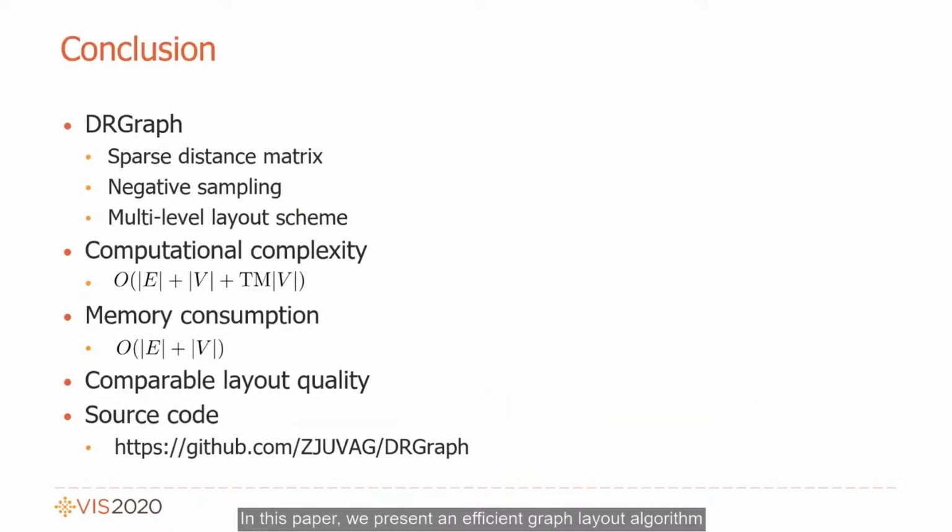In this paper, we present an efficient graph layout algorithm with a sparse distance matrix, negative sampling, and a multi-level layout scheme. Our DRGraph has a linear computational complexity and memory complexity. Experimental results demonstrate that DRGraph achieves a significant acceleration and generates comparable layout quality. The source code of DRGraph is available at GitHub.